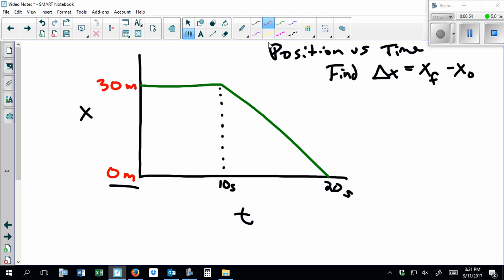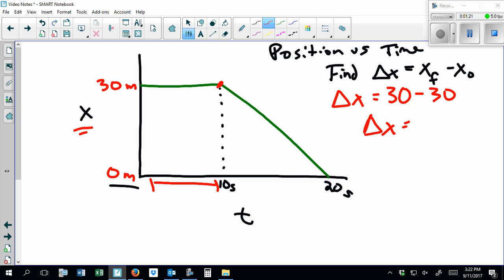So if we take this time period right here, this 0 to 10 second time period, and we want to find our displacement, we would take whatever x value, right, our y axis is our position. So we take our position at the end, at the 10-second mark, which is 30, and we would subtract our initial position, which was also 30 in this case. So over that section of graph, we have a displacement of 0 meters.